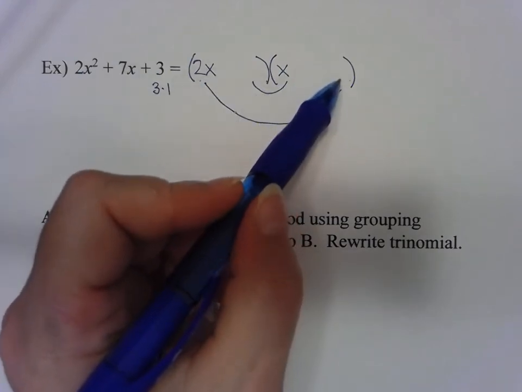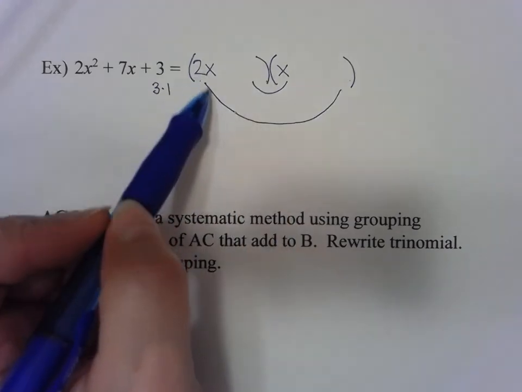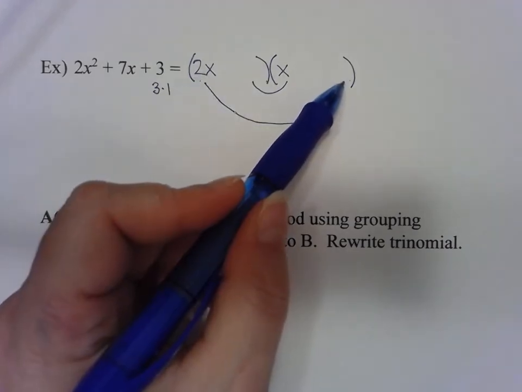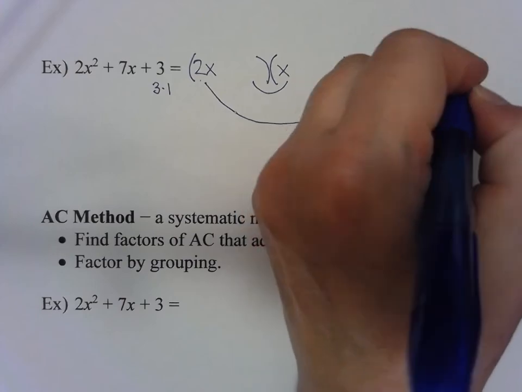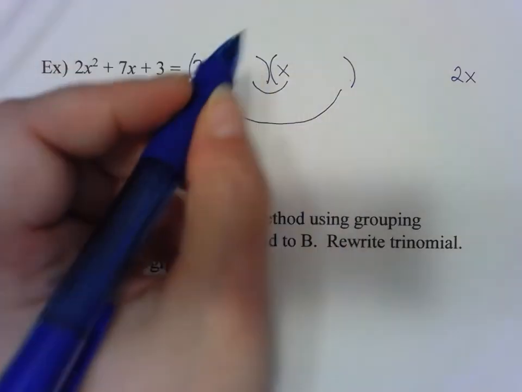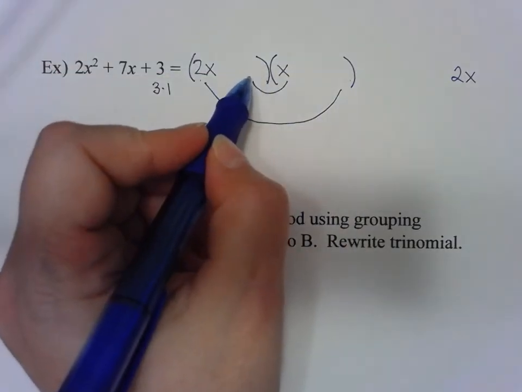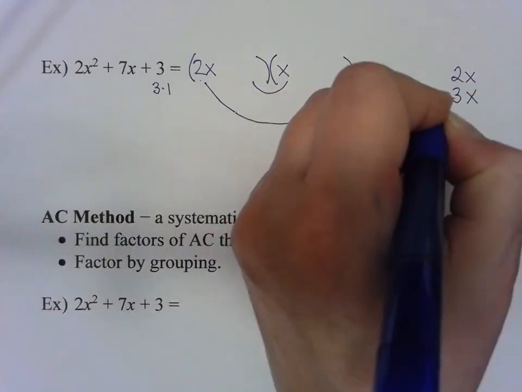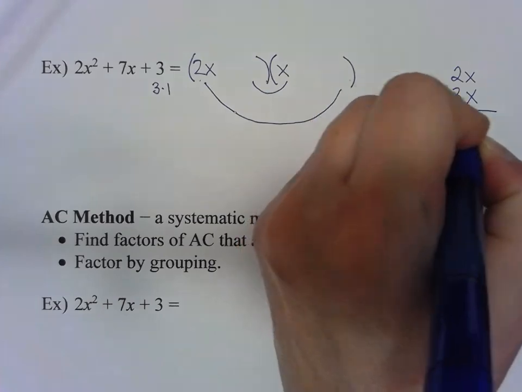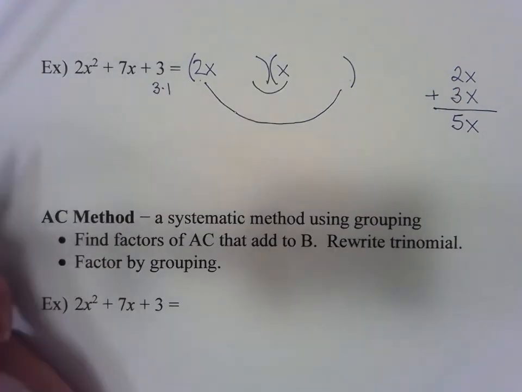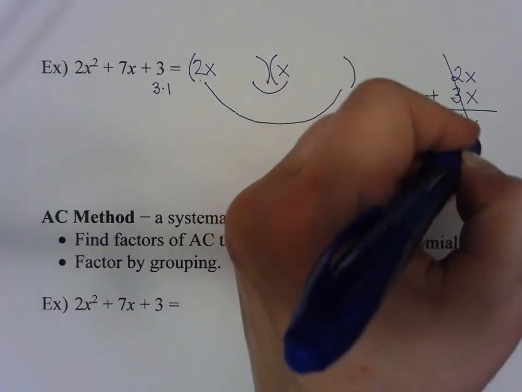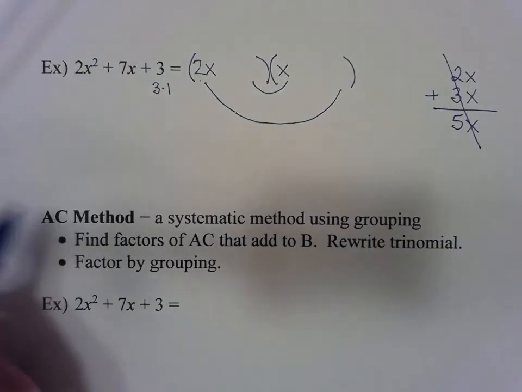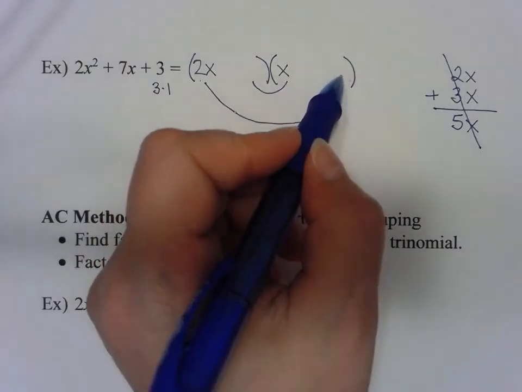If I put the 1 here, I'll have 2x times 1, or 2x. I'm going to write it off to the side. And that would mean I would have to put the 3 here. 3 times x would be 3x. But this is not going to add up to 7x, right? Even if I adjusted the signs, it's not going to work. Okay, and that was if I put the 1 here. So that's not going to work.